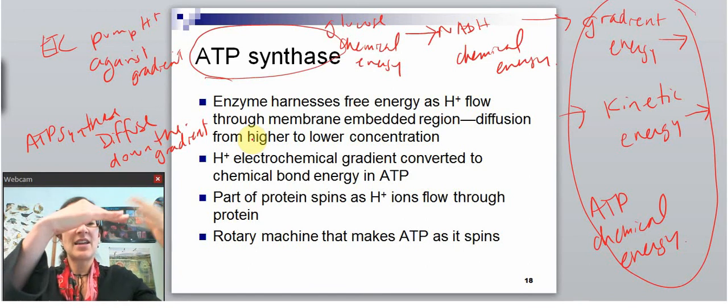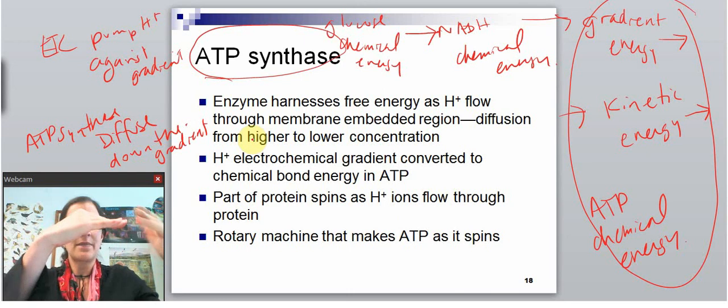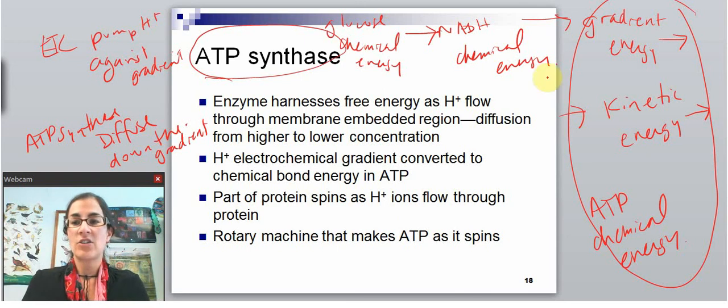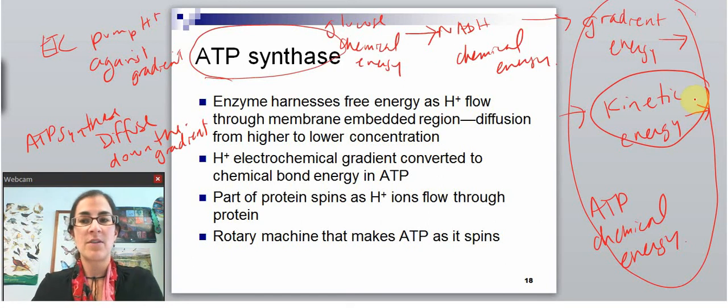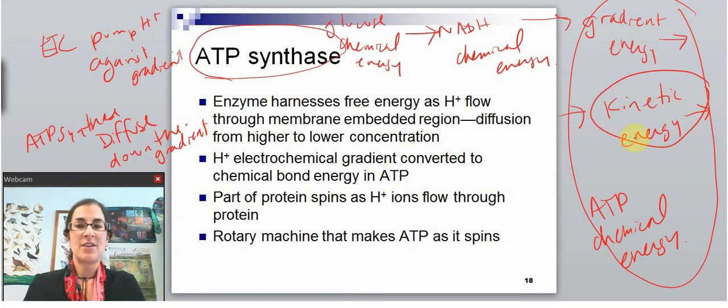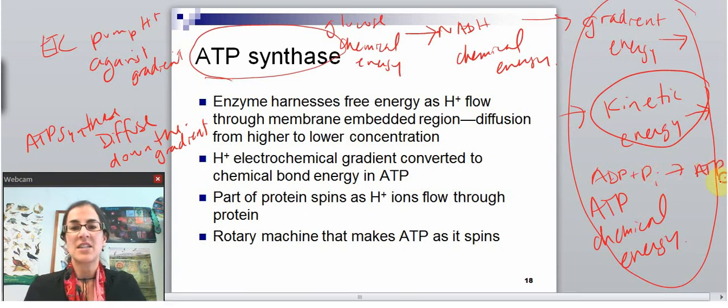So ATP synthase is often described as a rotary machine. It actually has parts that spin. That's the kinetic energy. So the hydrogen ions flow like wind. They hit the turbine of the protein. That makes the turbine inside of the protein spin, forming kinetic energy. And then that kinetic energy is used to carry out the endergonic reaction of ADP to ATP.